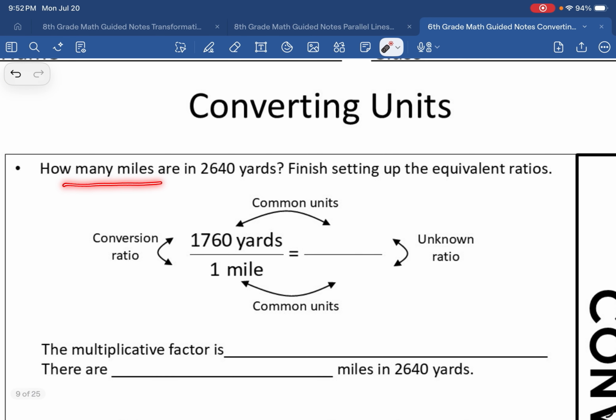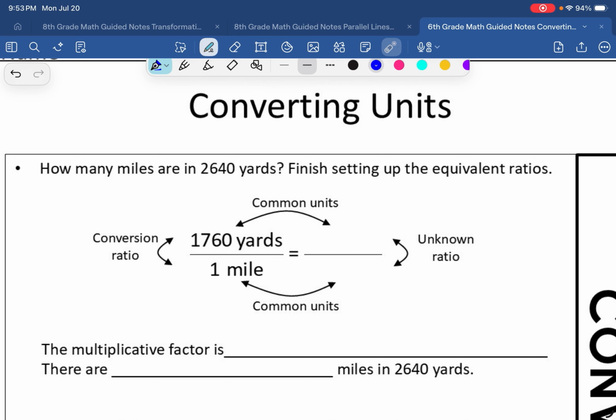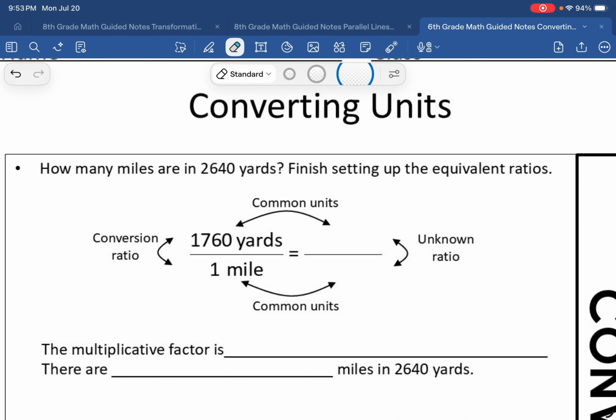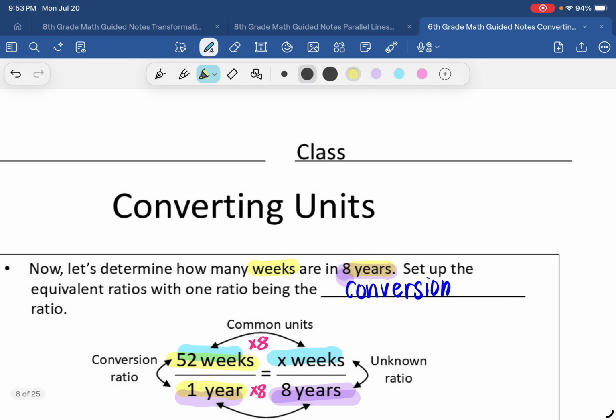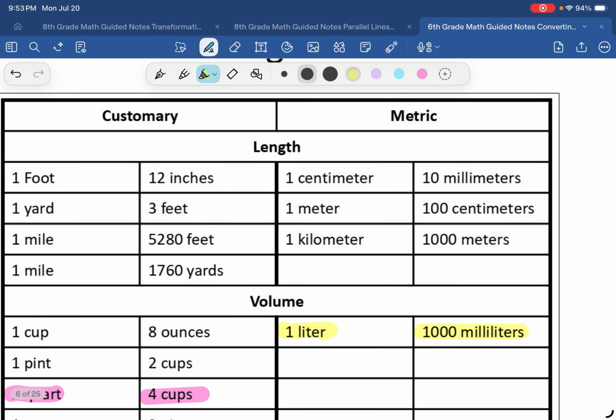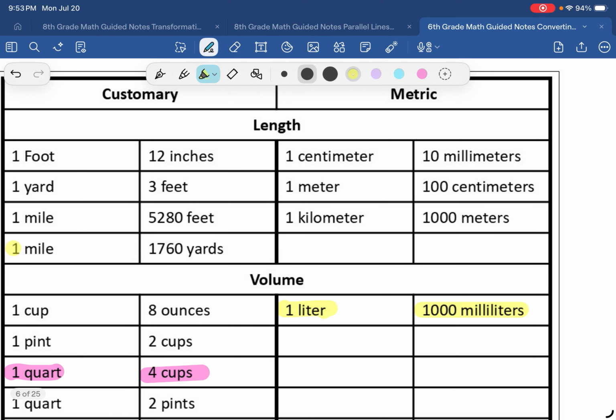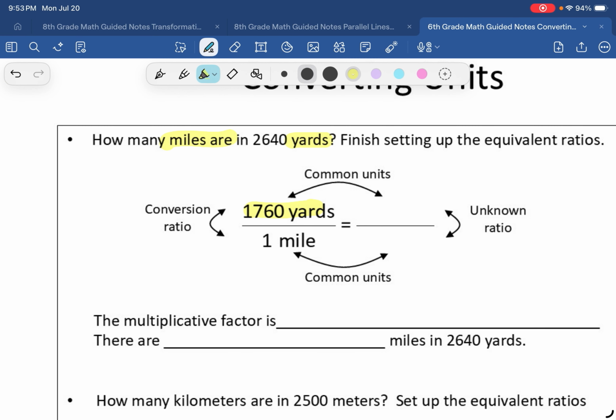How many miles are in 2,640 yards? Finish setting up the equivalent ratios. They already gave me the conversion ratio of miles and yards. We can just double check on our conversion chart up here. So I'm looking for miles and yards, which is a length. So 1 mile is 1,760 yards, which is what is set up right here.